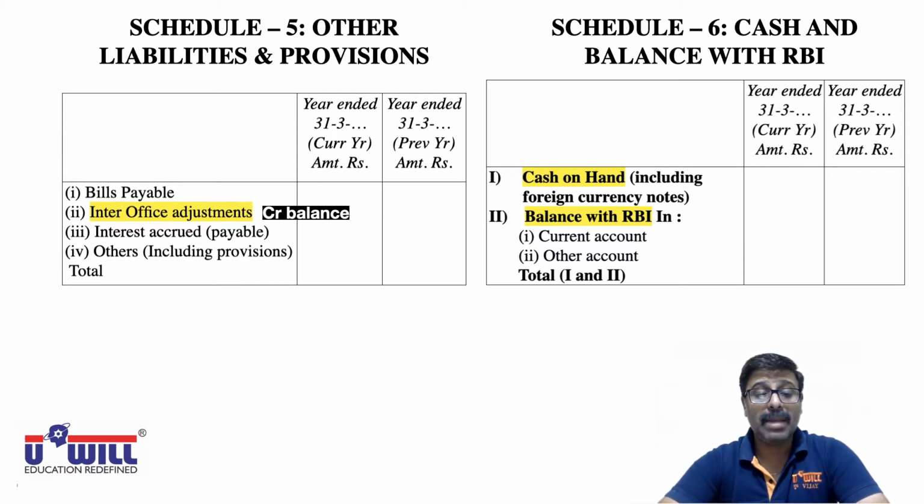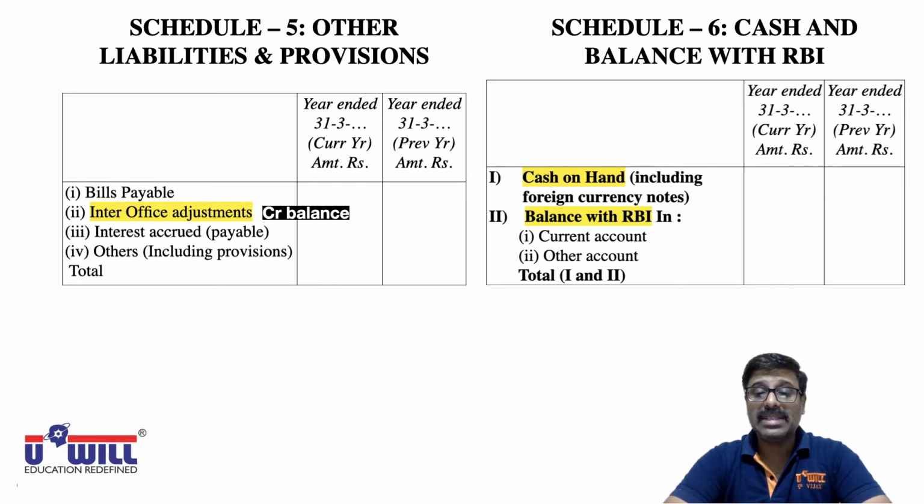Then interest accrued or payable and other items including provisions. Include one more item in other liabilities and provisions. I'm dictating it. Write down rebate on bills discounted. That is a pre-received income that will also come as a liability in other liabilities and provisions. I repeat, all of you must have written in Schedule 5 one more extra item, rebate on bills discounted.